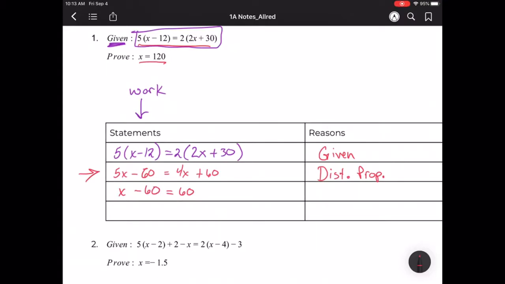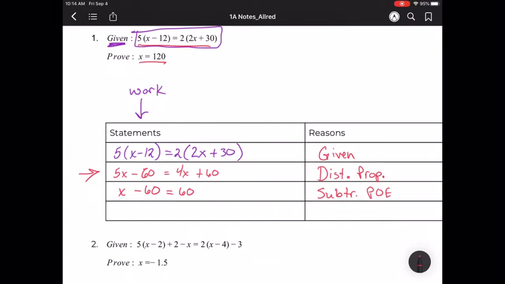Please be careful as you look at this. A lot of you are going to look at this and think, oh, the 60s cancel. They do not, because they're not the same number. Let me go back and finish this step. In order to get x minus 60 equals 60 from the previous statement, I subtracted 4x from both sides. When you subtract from both sides, that is the subtraction, POE, property of equality. Then, to move forward, to get x completely by itself, we would add this 60 on the left to both sides.